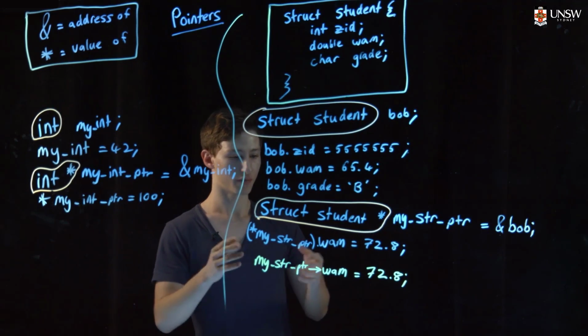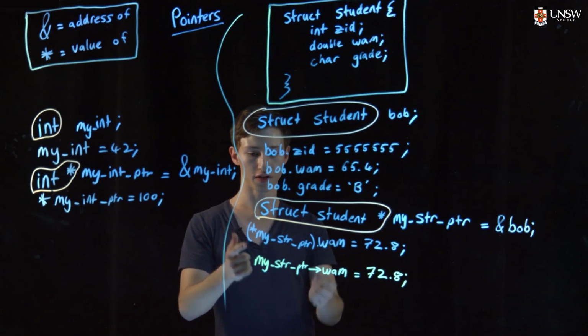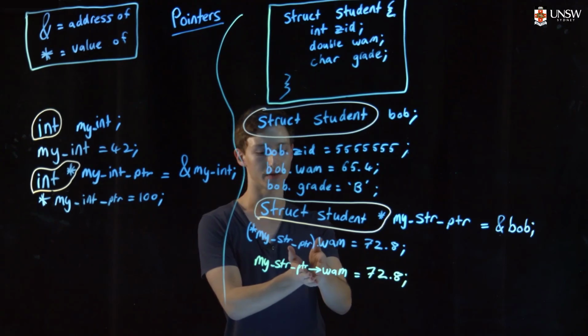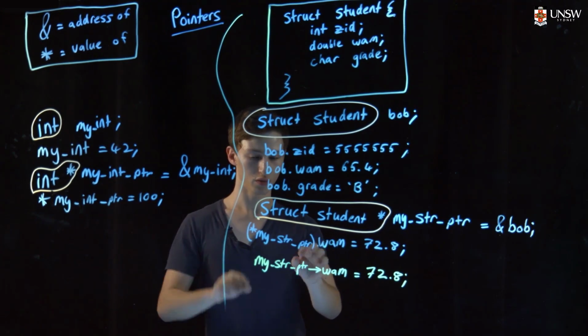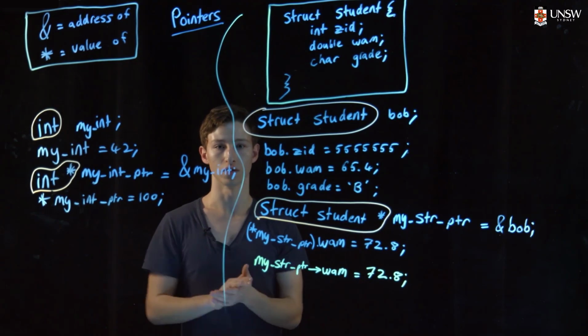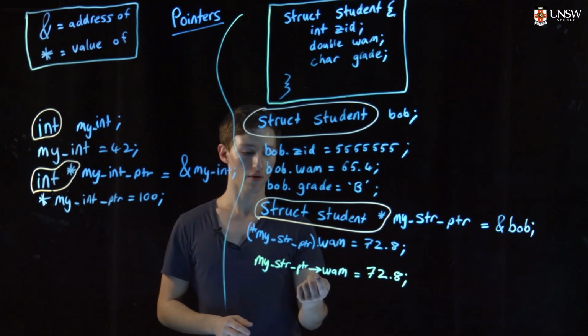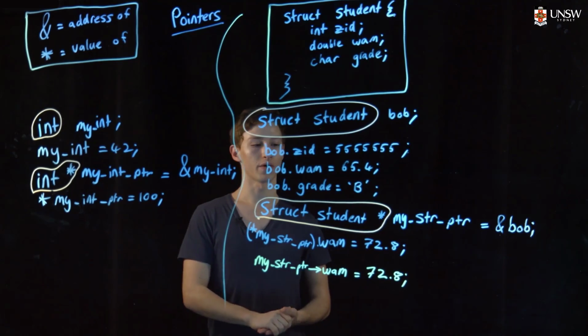Now, this is a bit long and a bit hard to comprehend. So there's a bit of syntactical sugar, a little shortcut, where you can take these parentheses and this asterisk as well as that dot and just put an arrow instead between the elements. Now, we use the my_str dot without the asterisk if we're referring to a struct, like just a regular struct, and we only use the arrow if we're referring to a pointer to a struct. So that's really important to remember.